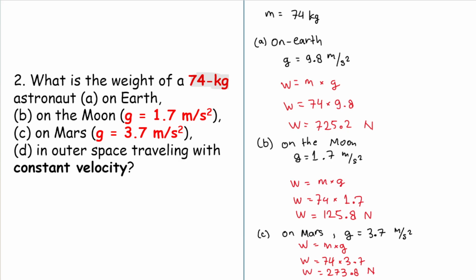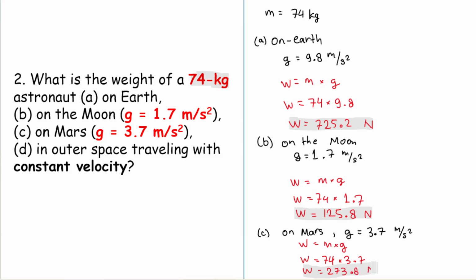So we have answered question A here, and this one will be question B, and this one will be question C. But we still have one more, in outer space traveling with constant velocity. I ran out of space, maybe I just do it here. So we'll have D here.